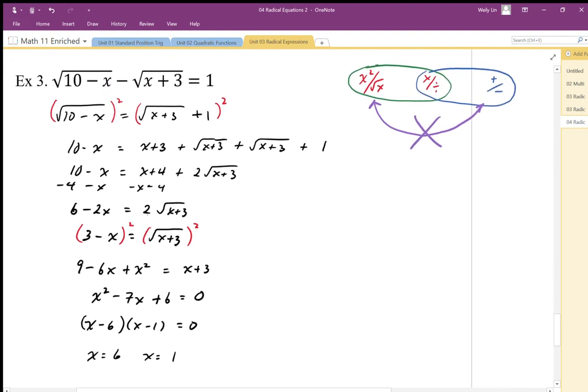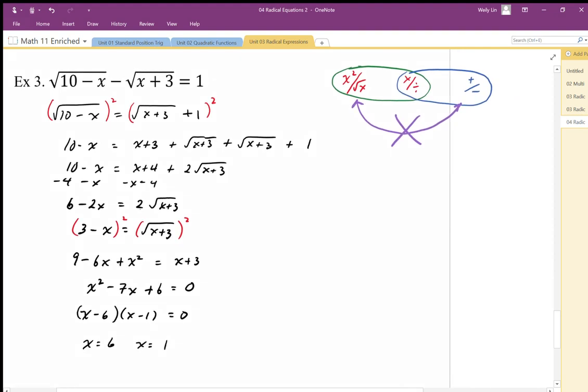Now, I didn't actually get a domain, so I have no clue whether these are extraneous or not. So I'm going to go back to my simpler test since the domain restriction for this was a little bit complicated. I'm just going to test these back into the equation. So I'm going to test x equals 6. I get square root 4 minus square root 9 equals 1. So I get 2 minus 3 equals positive 1. That's not true. This must be extraneous.